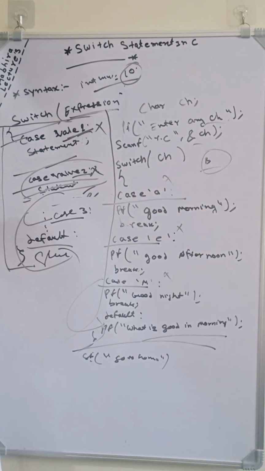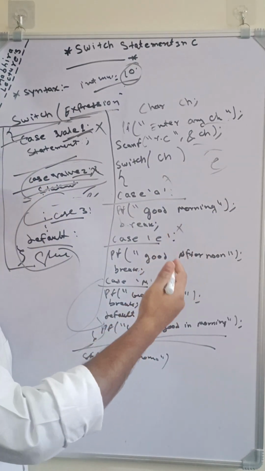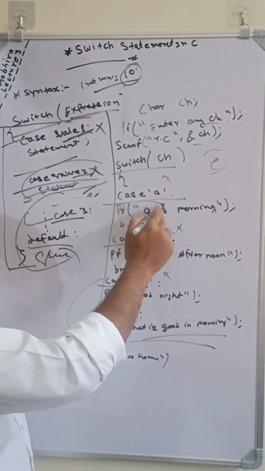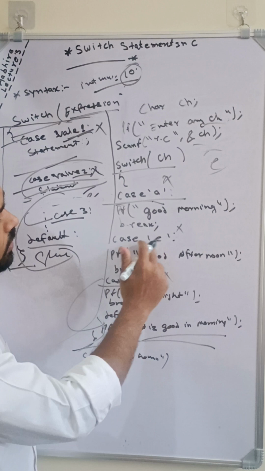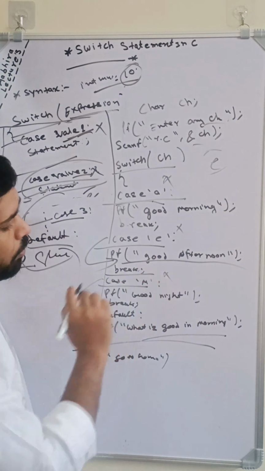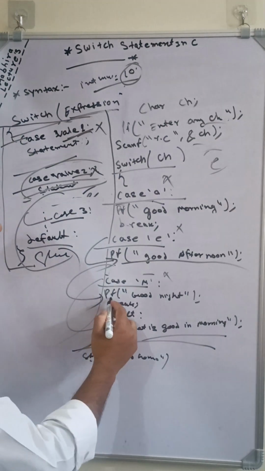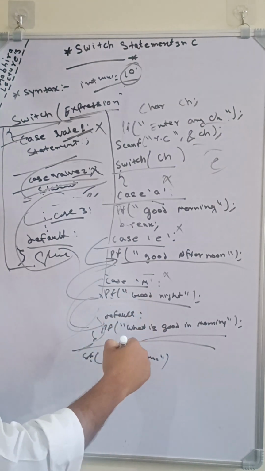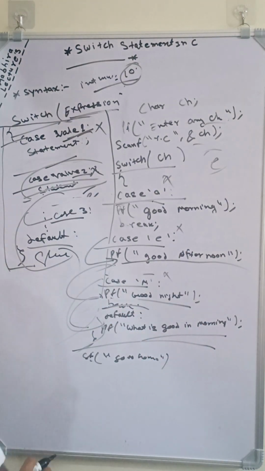Suppose the user enters E. It will come to the switch, go to the first case and check: is there E? No. Then it will check another case: yes, E is there, so the statement prints good afternoon. Then it will break. If break is not there, it will print the other cases too. If there is a break, it will come out of the switch.